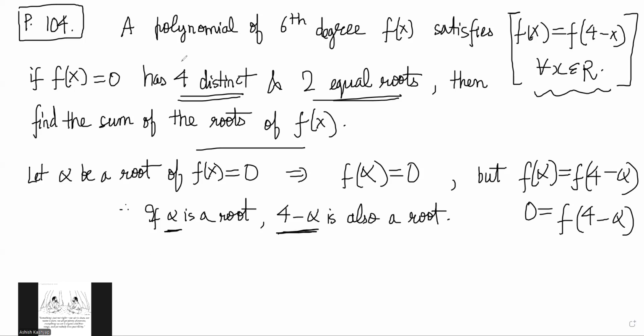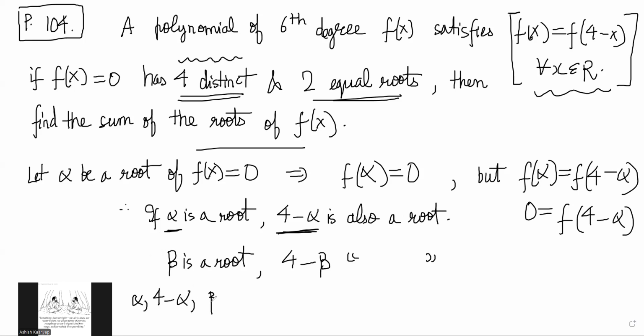Similarly, the question has said that there are 4 distinct roots. So if another distinct root, beta, is a root, you would get another root 4 minus beta by the same logic. So far we have found 4 roots: alpha, 4 minus alpha, beta, 4 minus beta. And then there are 2 equal roots. Roots will be equal if alpha is equal to 4 minus alpha, which implies alpha is equal to 2. So then there will be 2 roots at 2 and 2, right?